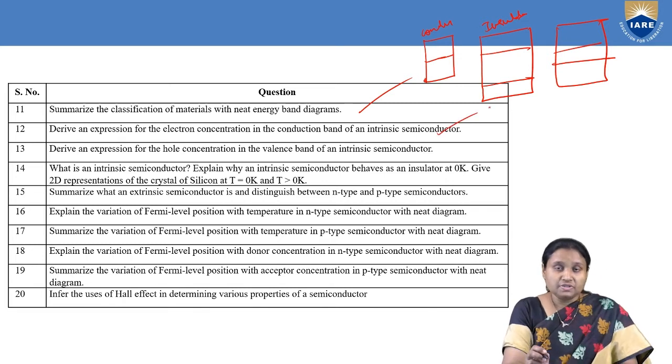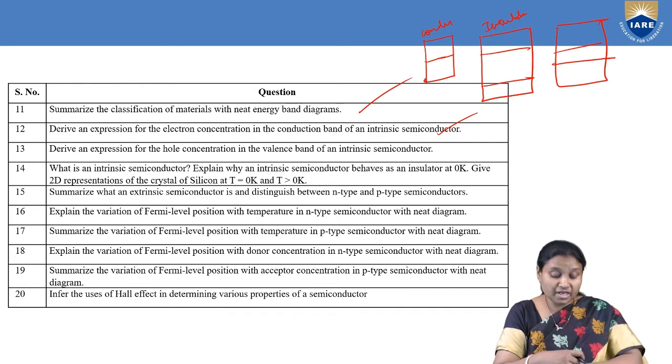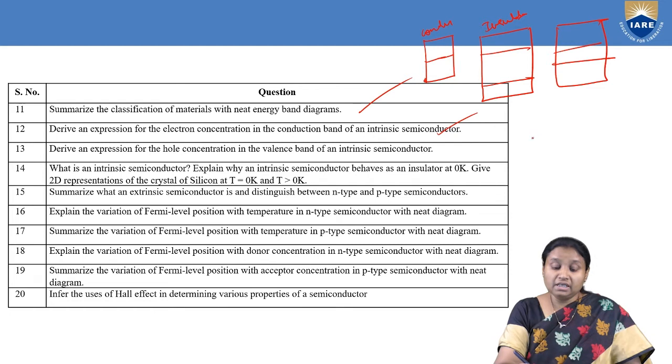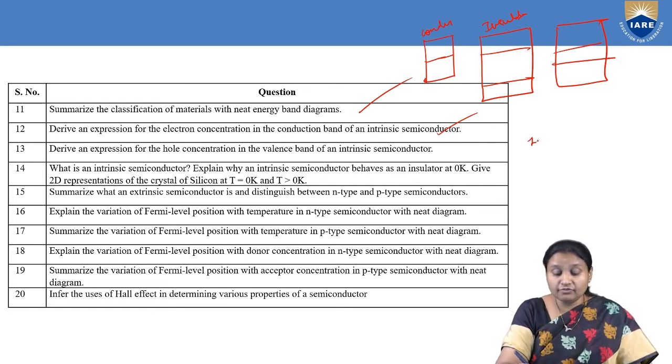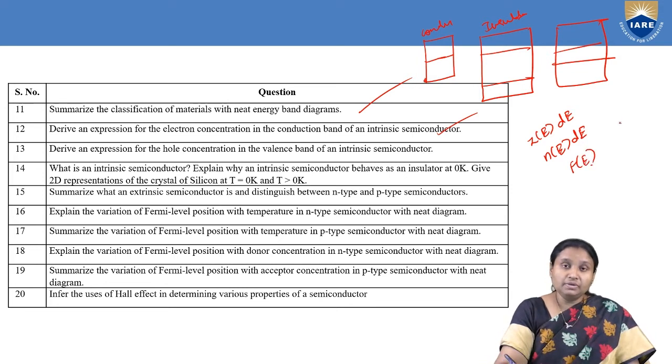And derive expression. So in order to derive expression for density of electrons in conduction band of intrinsic semiconductor, what we have to do, we have to take density of energy states Z(E) dE, and also we have to take density of holes in small energy interval, and we have to take Fermi-Dirac distribution function. And what you will observe here is this density of electrons in conduction band is given as density of energy states into Fermi-Dirac distribution function.